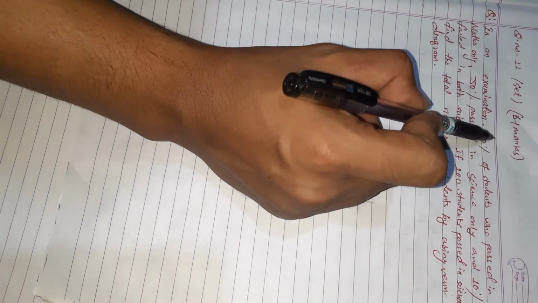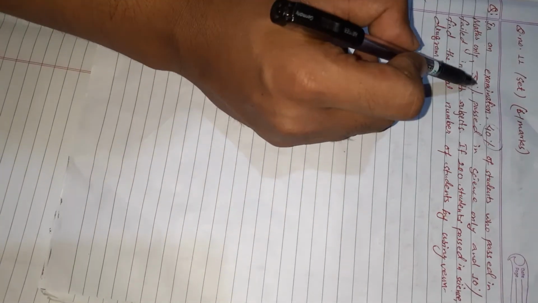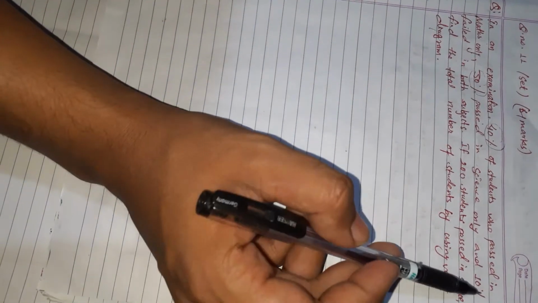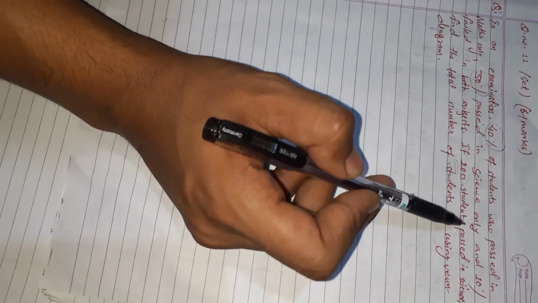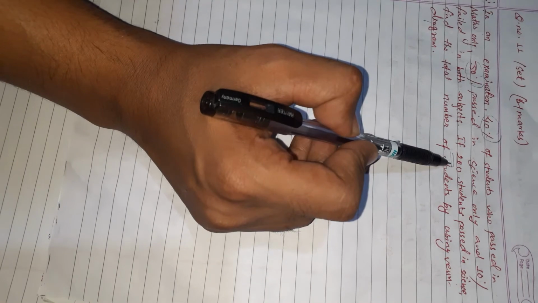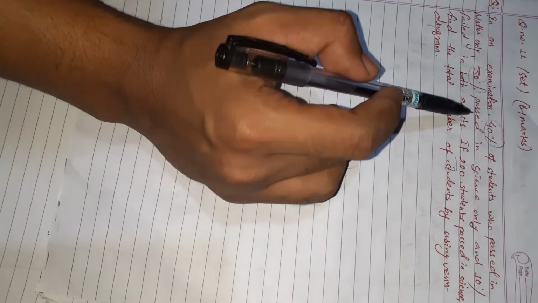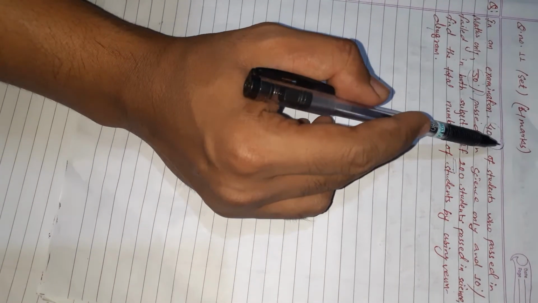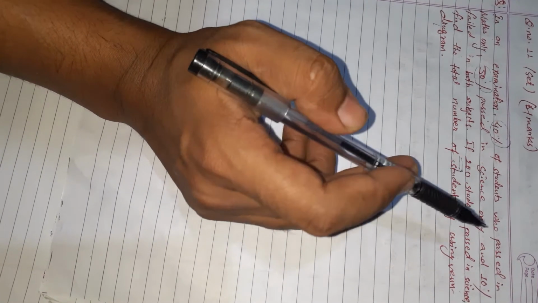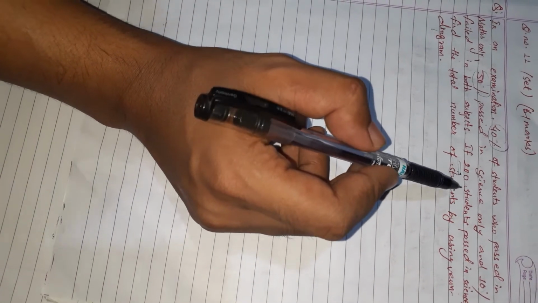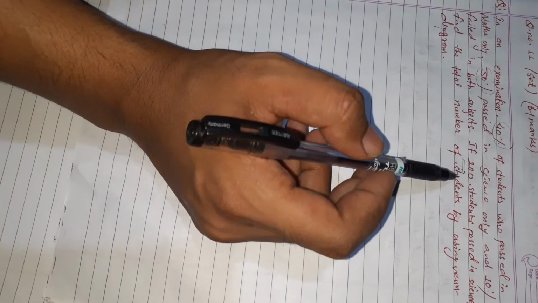Here, 40% pass in maths only, 30% pass in science only, 10% failed in both, and 200 students passed in science. Here, the number is given, but other information is given in percent. So we have to find this number also in percent, and we compare from the Venn diagram. Then we can find the total number of students very easily. Let's solve this.